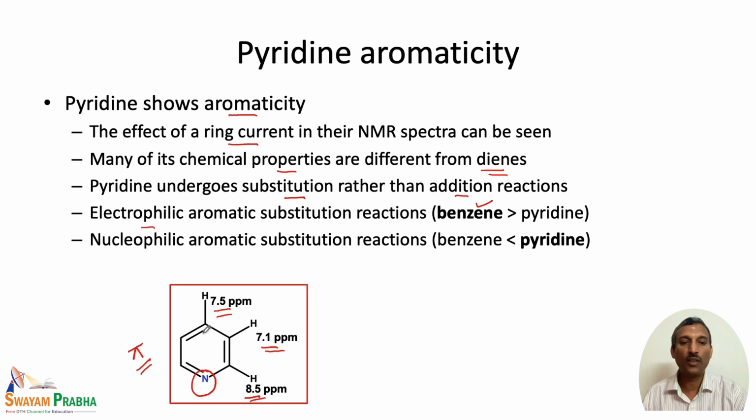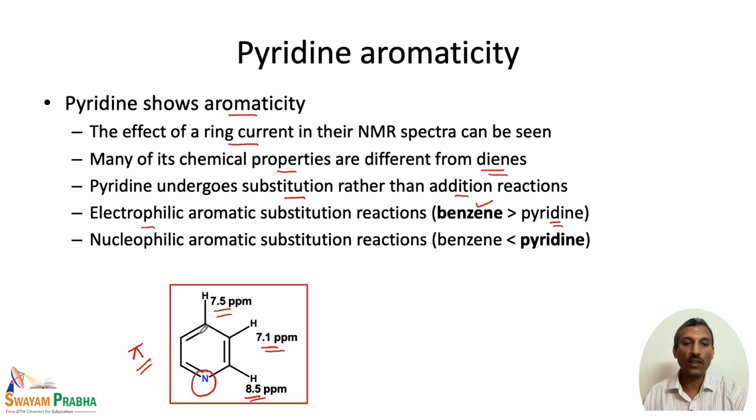In other words, benzene, which is not having this heteroatom, is having much more pi electron within the ring, so it undergoes electrophilic substitution very readily, but nitrogen pulls the electron away from the ring system, so that makes this ring system already pi deficient. Because of pi deficiency, electrophilic aromatic substitution reactions occur very slowly in the case of pyridine.